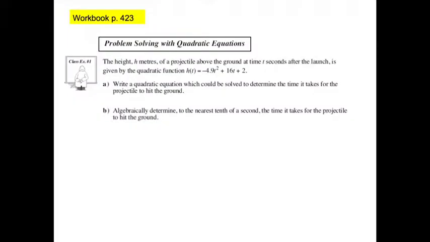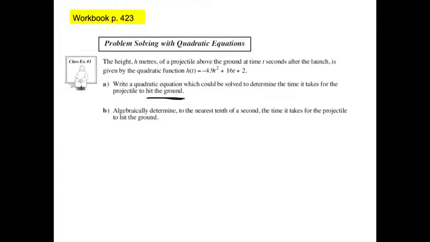The height, h meters, of a projectile above the ground at time t seconds after the launch is given by the quadratic function h of t is equal to negative 4.9 t squared plus 16t plus 2. So we have to write a quadratic equation, which can be solved to determine the time it takes for the projectile to hit the ground.